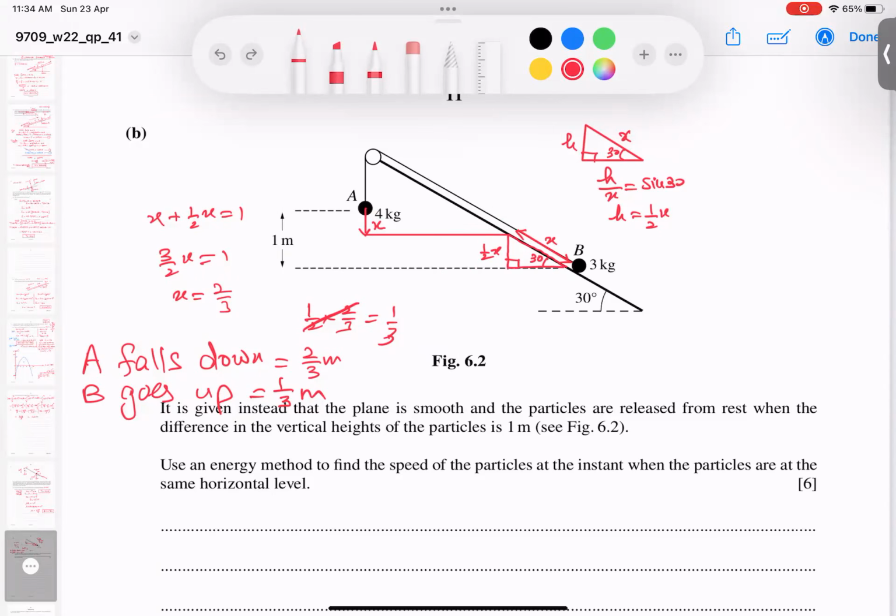Now I can go for my question, which says to use the energy method to find the speed of the particles. First of all, I always use this special formula, called the magic formula. I use work done by applied force, work done by frictional force, kinetic energy plus potential energy at an end point, equals kinetic energy plus potential energy at a starting point.